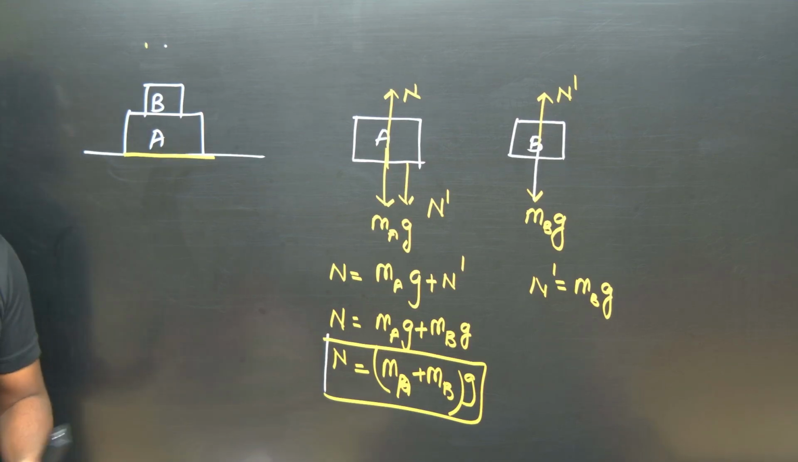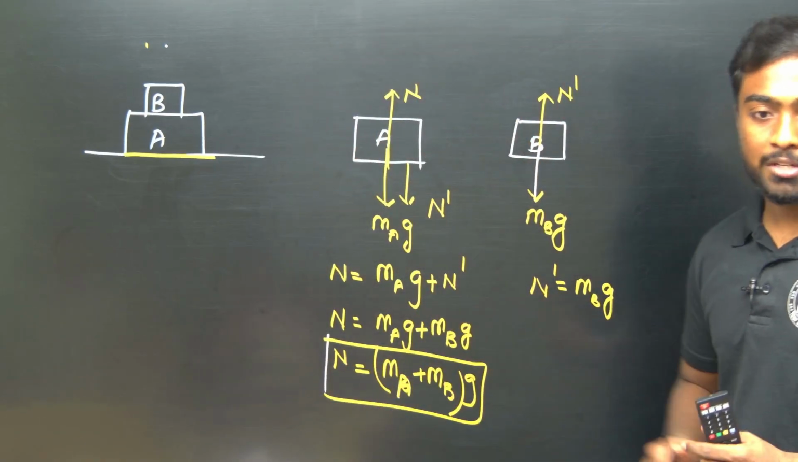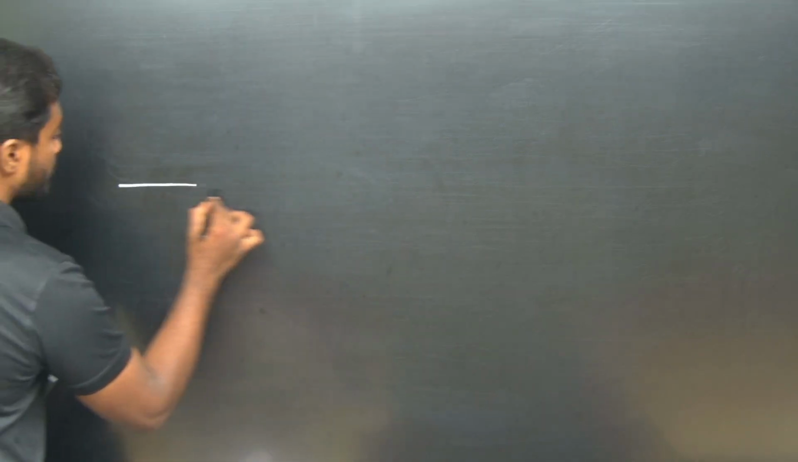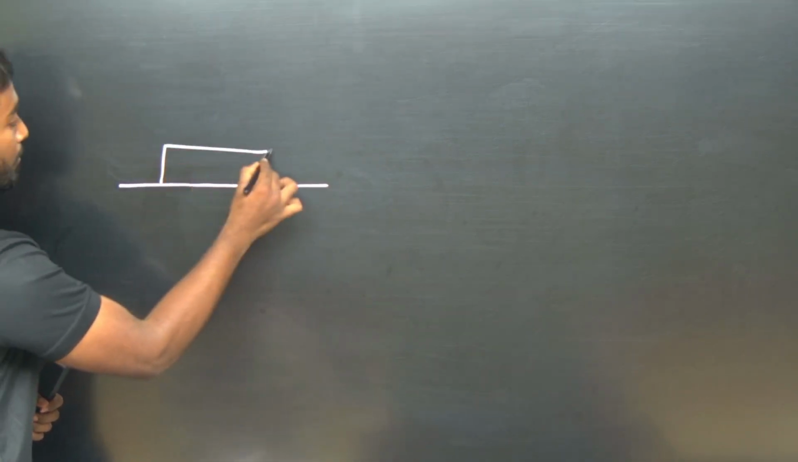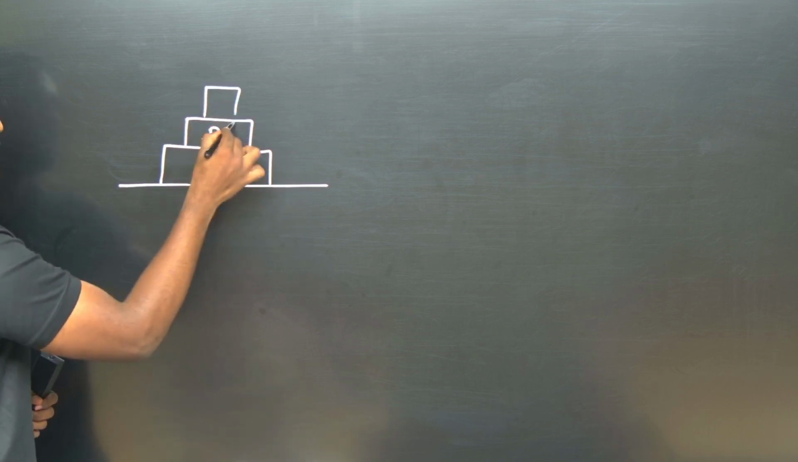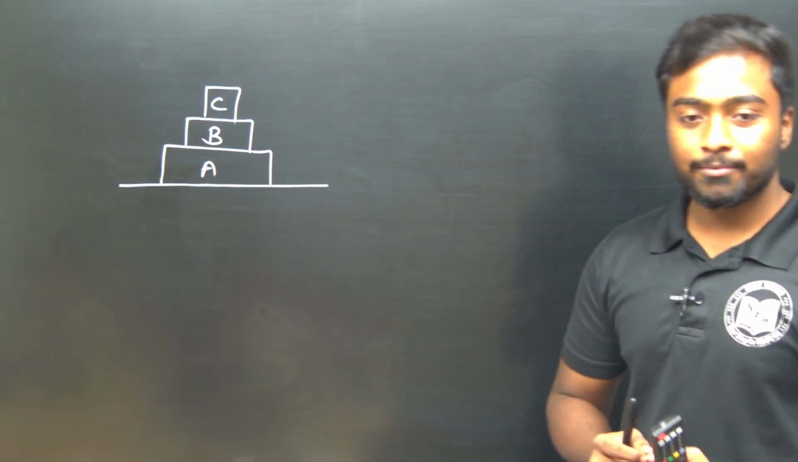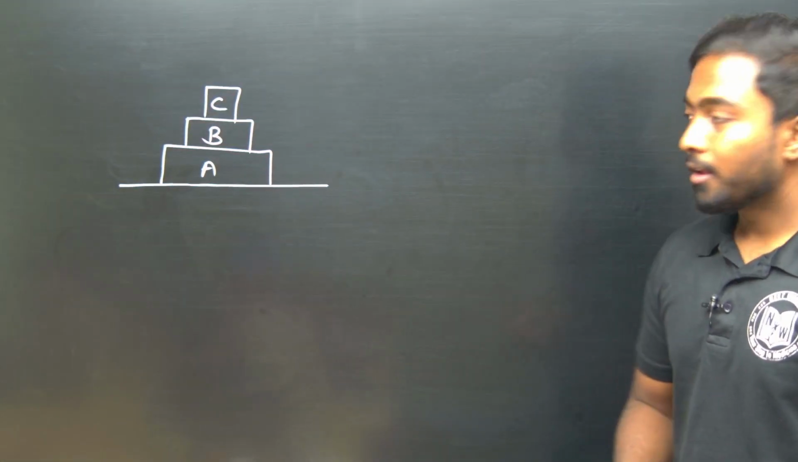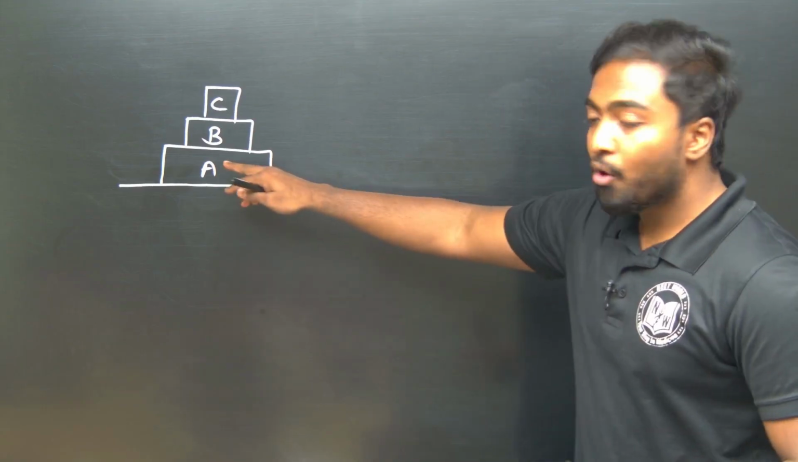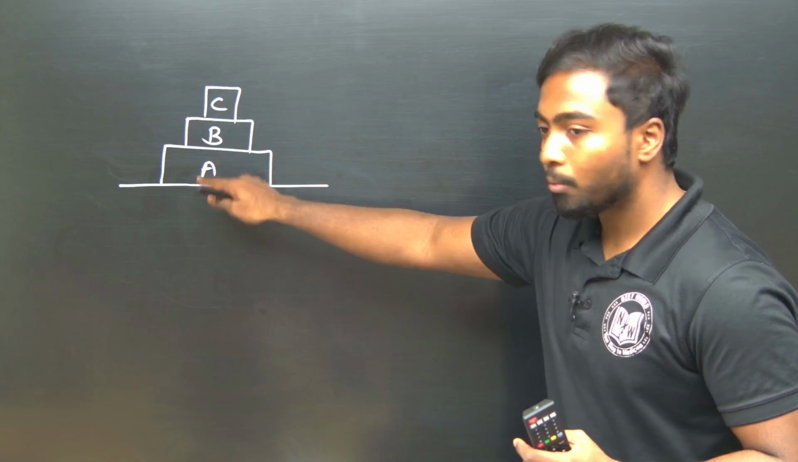Done. So when we take 3 blocks, what equations will we see? Okay, so now I am taking 3 blocks. So this is my surface, this is my block A, this is my block B, and this is my block C, looking like a cake, huh? Now draw the free body diagram for these 3 blocks. Before that, how many contact forces for A? 2 contacts. One is ground, one is B.